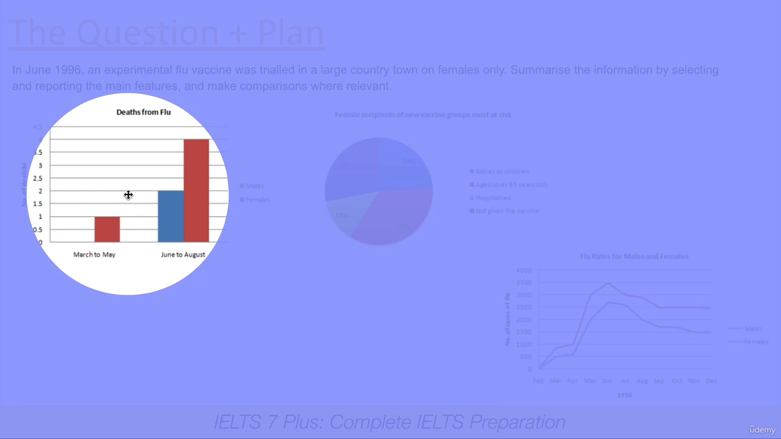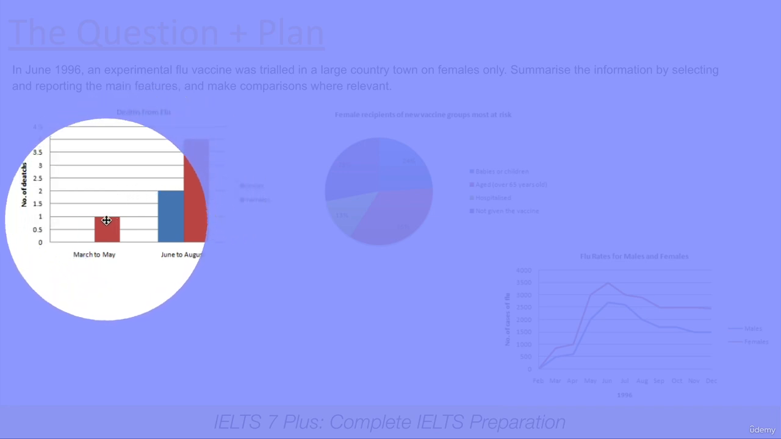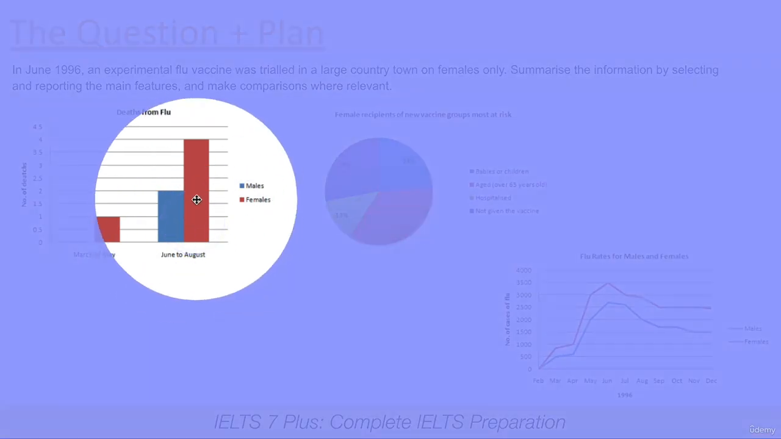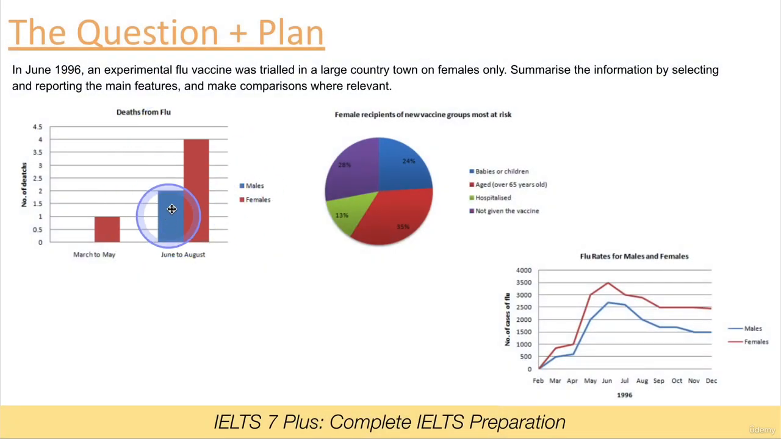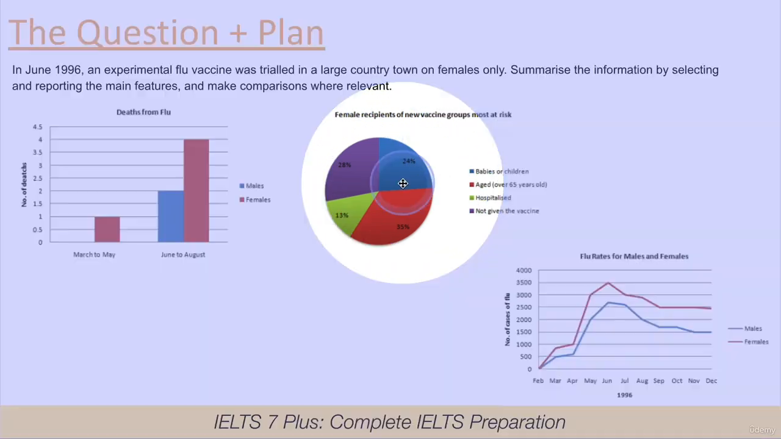Okay, so got my spotlight over to the left here. Deaths from flu. We've got March to May before the vaccine was distributed, and we had 1 death from females. We've got the key here. And then June to August, we've now taken into account males, 2 deaths from in this time period, and 4 from females. Okay, now let's jump to the pie chart.